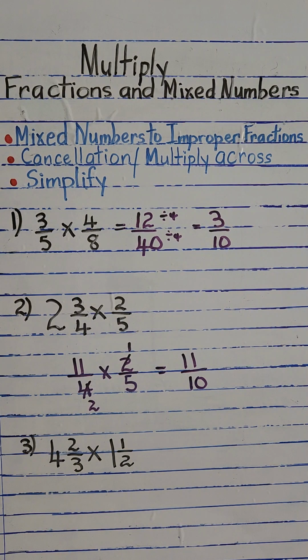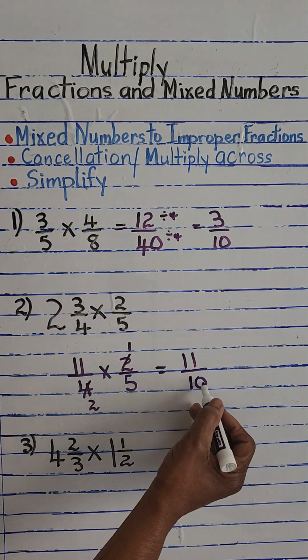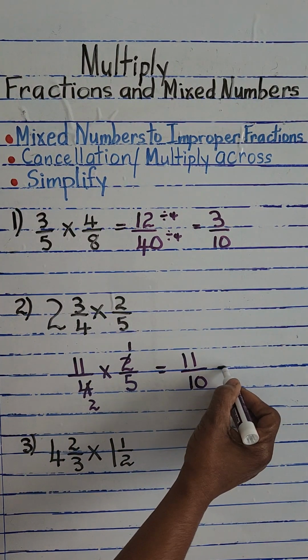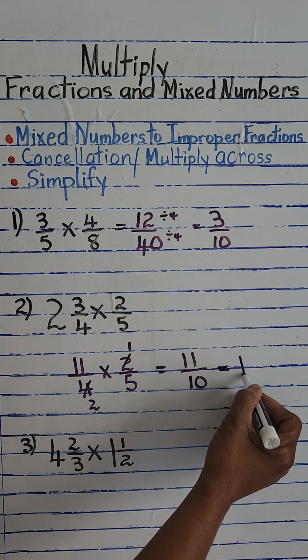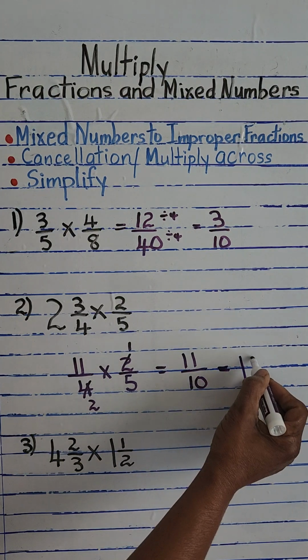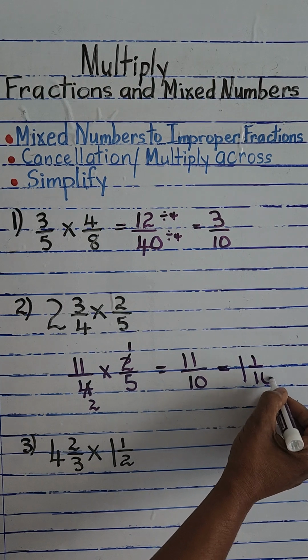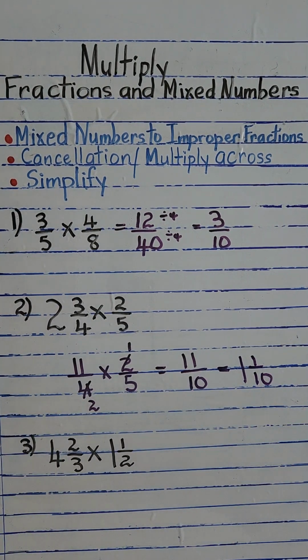11/10. Now we're going to change back to a mixed number. We're going to change the improper fraction to a mixed number. And we are going to divide. How many times can 10 go into 11? And that is 1 time. And the remainder is 1. And that becomes the numerator. And we keep the same denominator. So our final answer is 1 and 1/10.